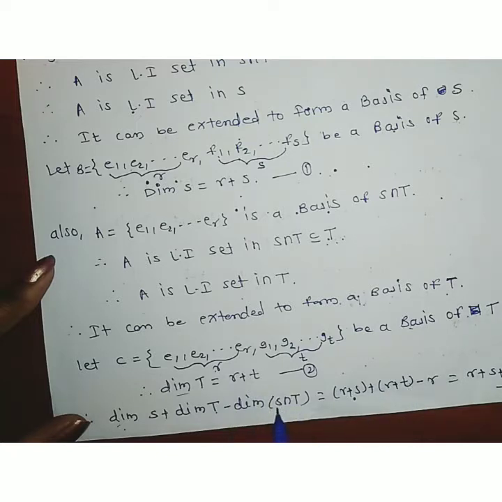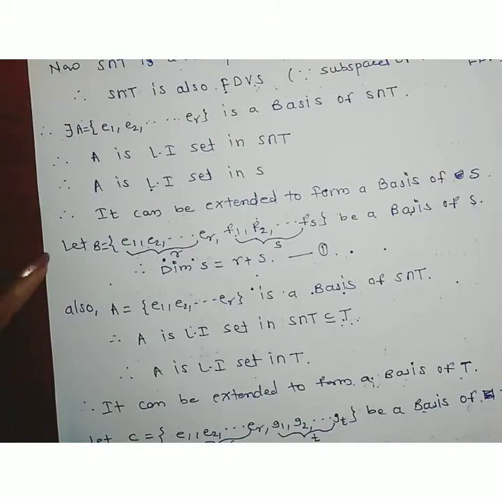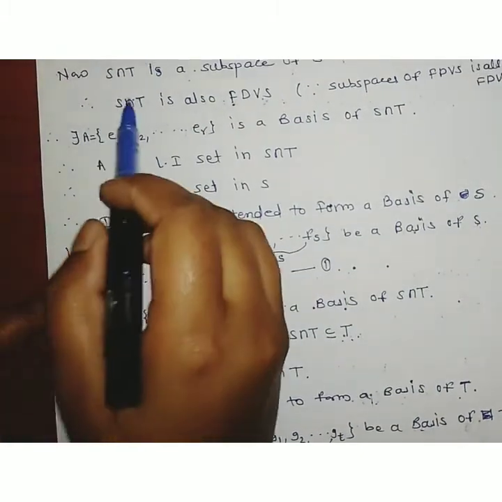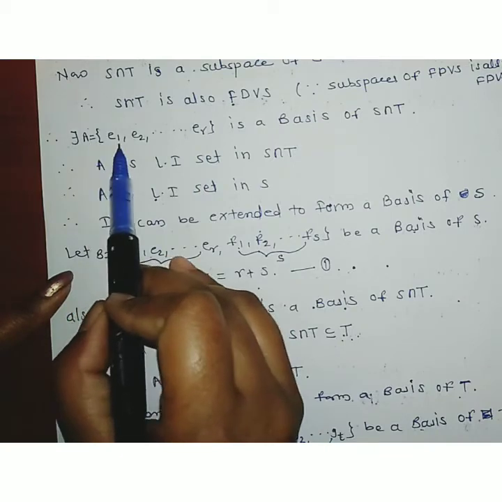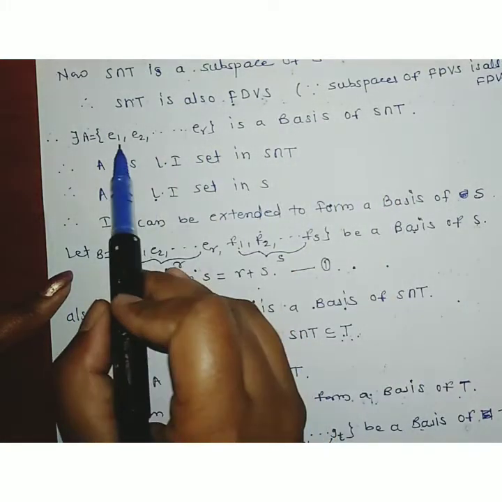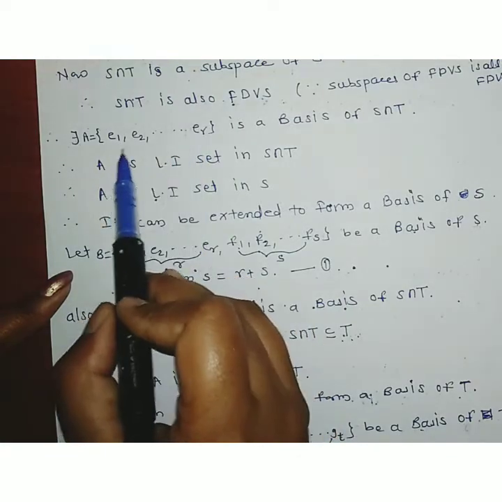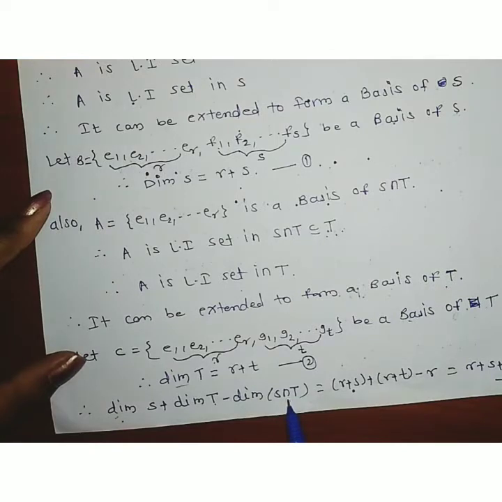What is the dimension of S intersection T? The dimension of S intersection T means the number of elements in the basis of S intersection T. Look here, the basis of S intersection T is the set A equal to {e1, e2, ..., er}. This is the basis for S intersection T. So how many elements are present here? A total of r elements. So the dimension of S intersection T consists of r elements.